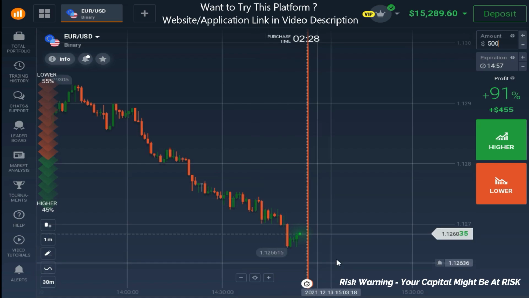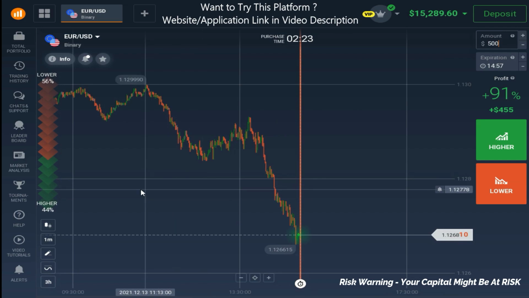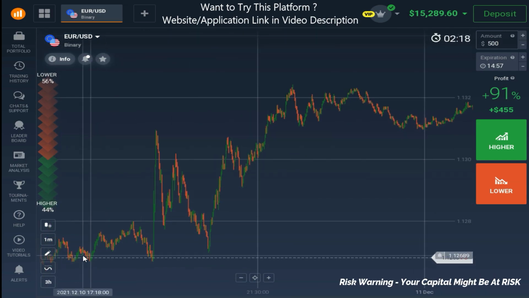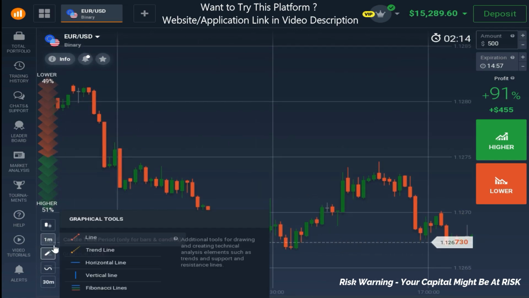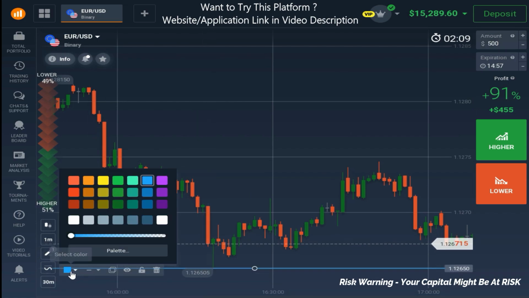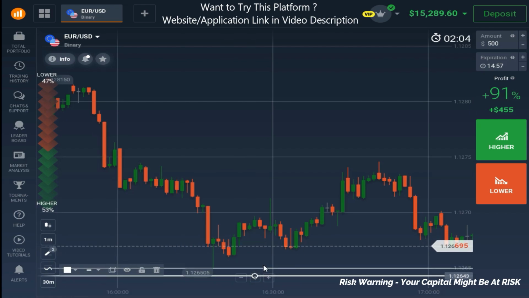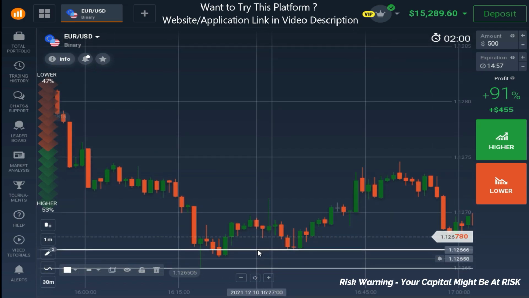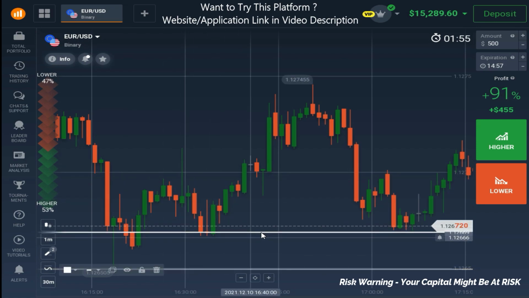Do we have any strong level of support here? Well, of course not. So we will try to find if we have any strong level of support. We'll go back, and here we have a strong level of support. First of all, let's draw some levels. I will make it white and bold. Now it's visible. I will include this one.